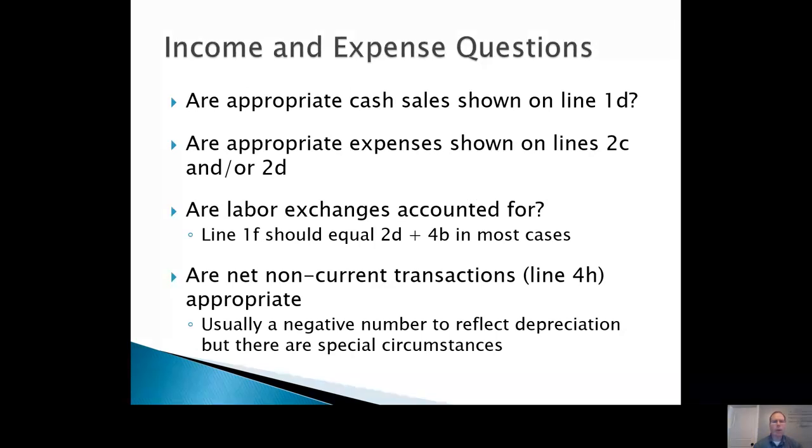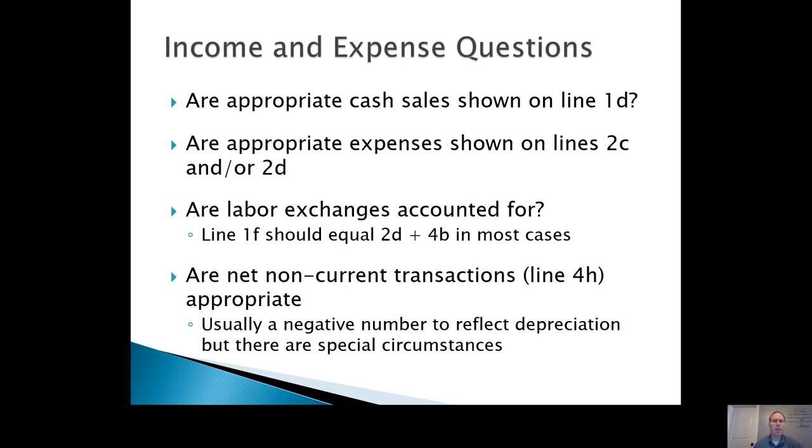So let's talk about the income and expense page, because that page sort of throws people off and makes people lose their minds sometimes, but it's not that complicated. On line 1D, we're looking for appropriate cash sales shown. If I tell you I had 2 lawns that I mowed every week, do I have cash sales showing up on line 1D for each year that match and track with what the project is? If I tell you I had 20 cows, do I have cash sales that are in line with what I would be selling for 20 cows?